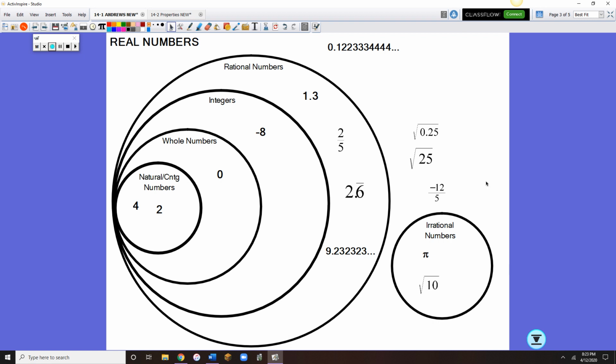And we talked about how perfect squares like the square root of 25 equal 5. So keep in mind, it equals 5. The square root of 25 is rational. Because it's equal to 5, it's also an integer. Because it's equal to 5, it can also be a whole number. And because it's equal to 5, it can also be a natural or counting number.